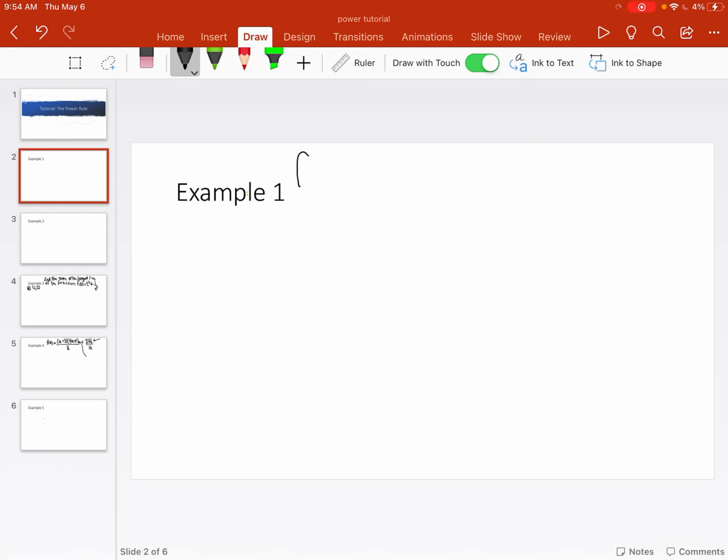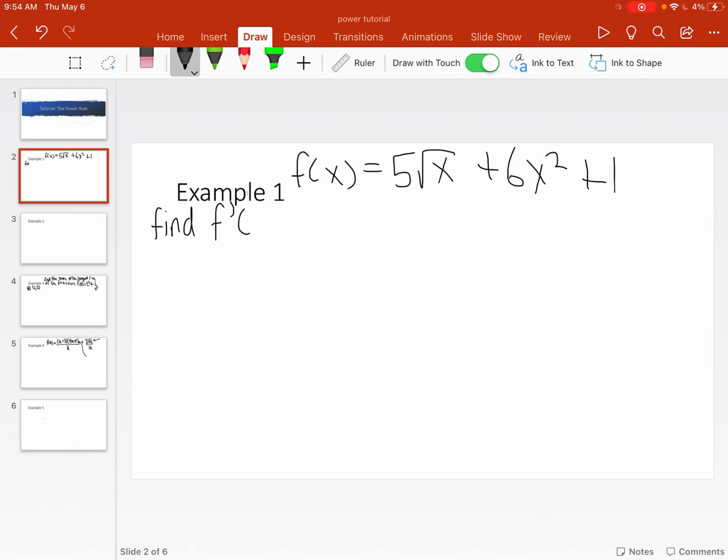So our first example is fairly easy and should be familiar if you watched the power rule video. We're given a function f of x, and that is equal to 5 root x plus 6x squared plus 1. And we're asked to find the derivative of this function. So we're looking for f prime of x. Let's write down our function again.